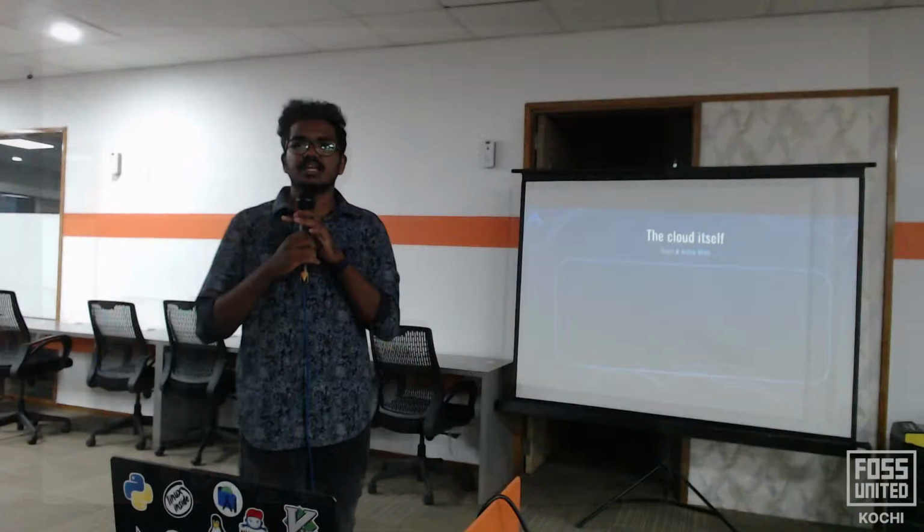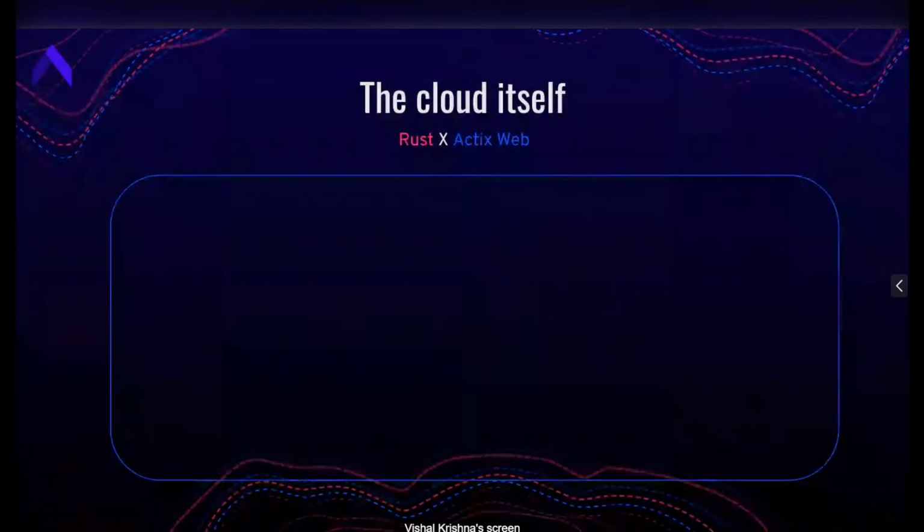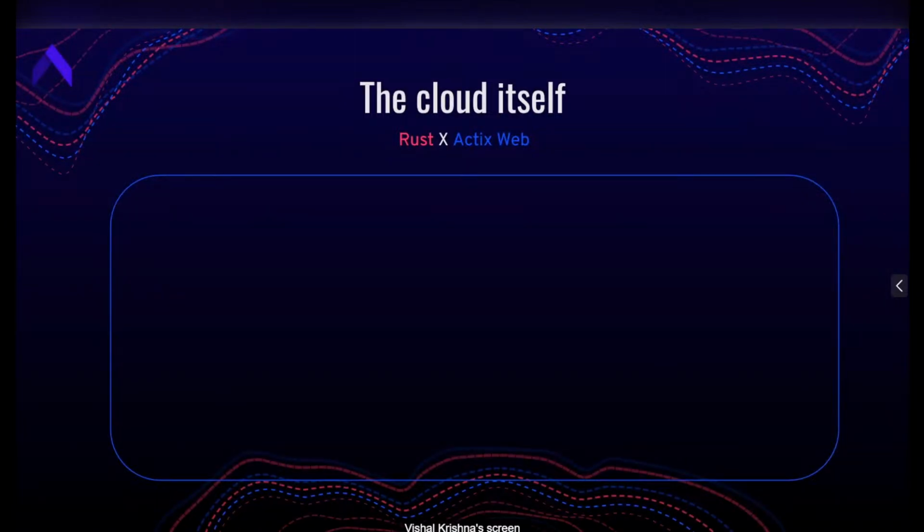And now let's get into the server, the cloud itself. The app just takes data from the cloud and displays it to you. It is just an interface to the outside of the whole system. Now let's talk about the cloud itself. The cloud is written in Rust and it uses a framework known as Actix Web. Okay, so let's first go to the architecture of how the cloud works.